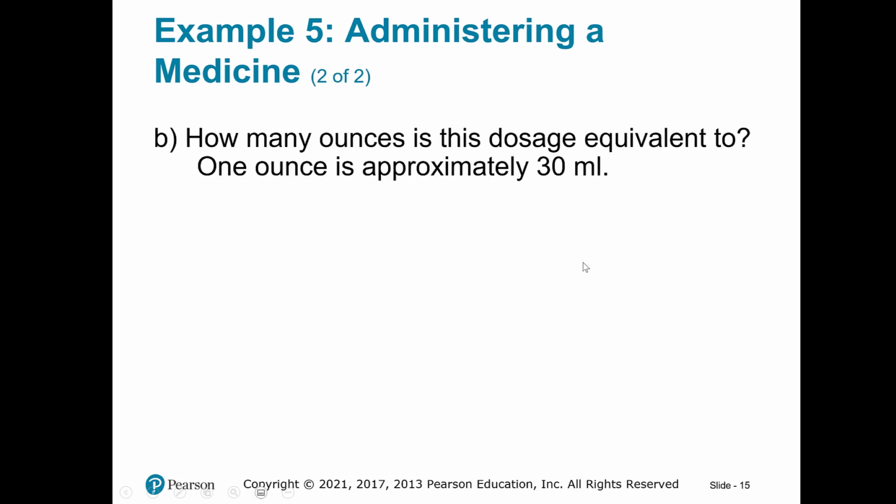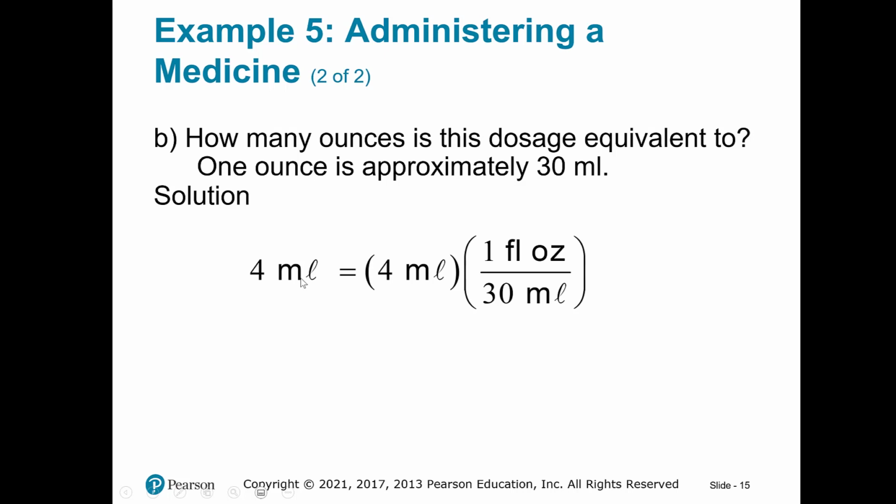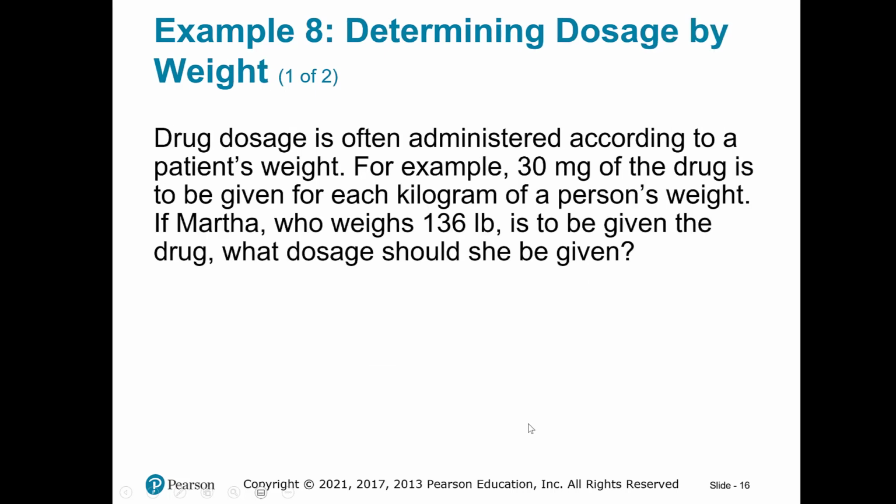How many ounces is this dose equivalent to? 1 ounce is approximately 30 milliliters. So we're given 4 milliliters and we want to convert that to ounces. The conversion is going to be 1 fluid ounce over 30 mLs because I want my answer to be in fluid ounces. Again, notice the milliliter units are going to cancel. Then we take 4 and divide by 30, and we get 0.13 fluid ounces.